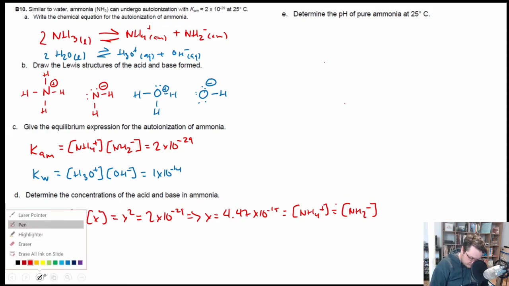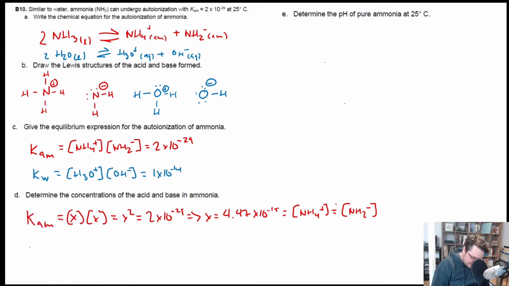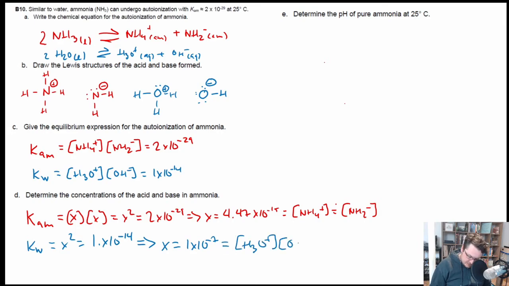And that's the same thing that we do with water. So if we take water, if we take KW in this case, again, H3O plus and OH minus, you can just throw an X, because those concentrations should be exactly the same for the autoionization. So you again have X squared, and this is going to be equal to 1 times 10 to the negative 14. And now if you take the square root of that, what you get is 1 times 10 to the negative 7. And so that's the concentration of H3O plus and OH minus.